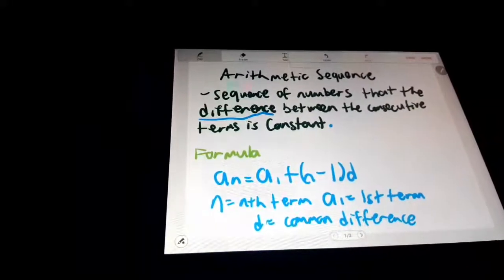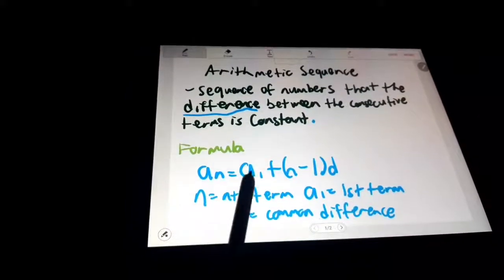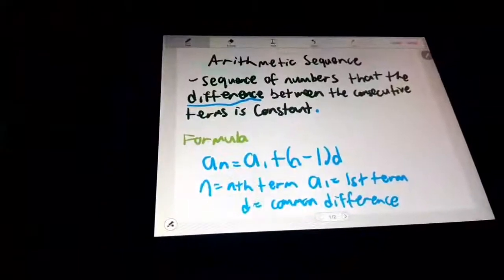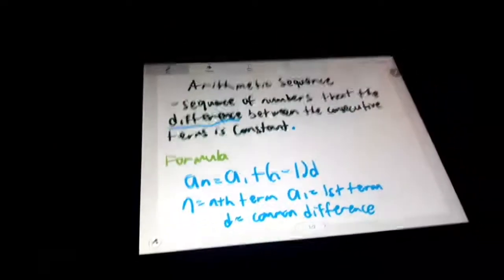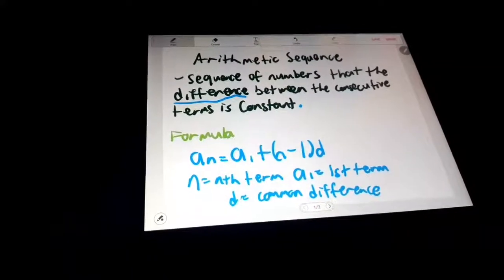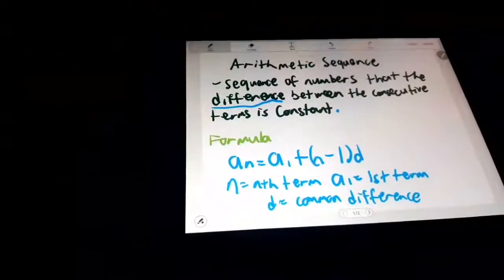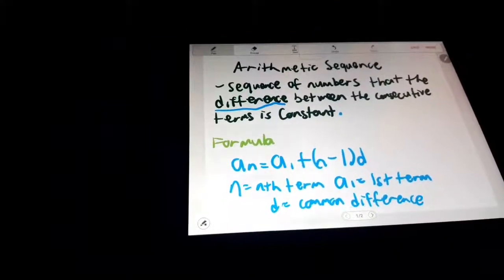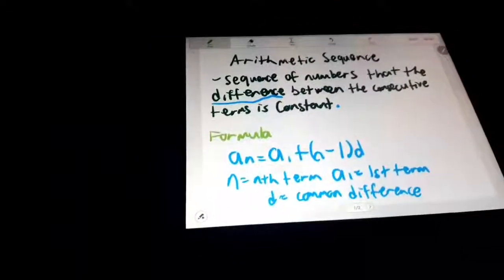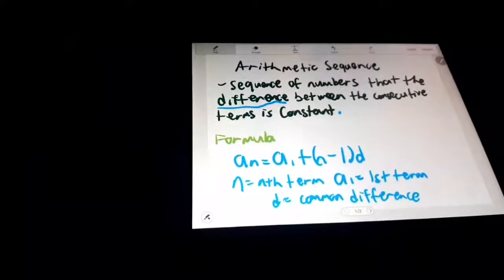So para makakuha ng formula to, ang formula po is A sub n equals A sub 1 plus open parenthesis n minus 1 close parenthesis times d, where ang n, yan ang nth term. Yung A sub 1, yung first term. Tapos yung d, yung common difference. So, ito po yung pinaka target or yung aim sa arithmetic sequence, yung common difference.